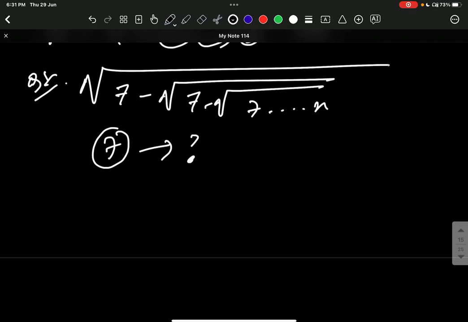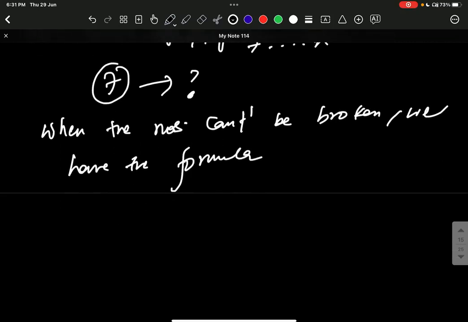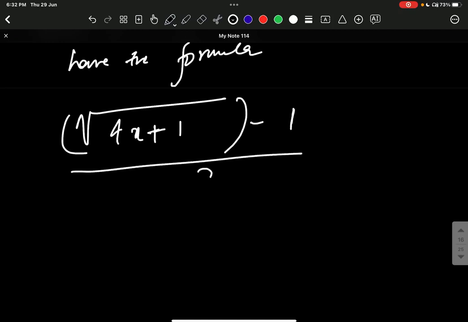ठीक है, तो यहाँ पर आपको रूट्स निकालने के लिए, when the numbers can't be broken, हमारे पास एक डायरेक्ट फॉर्मूला होता है. ठीक है, आप लिख सकते हैं that when the numbers can't be broken we have the formula. हमारे पास डायरेक्ट फॉर्मूला है. फॉर्मूला क्या है उसको नोट करो. Under the root of 4x plus 1 minus 1 divided by 2. This is the formula.